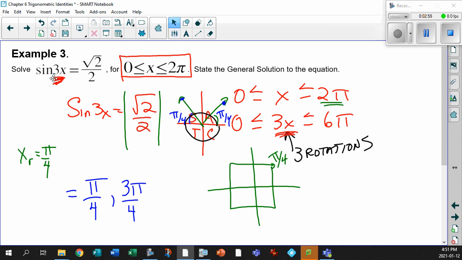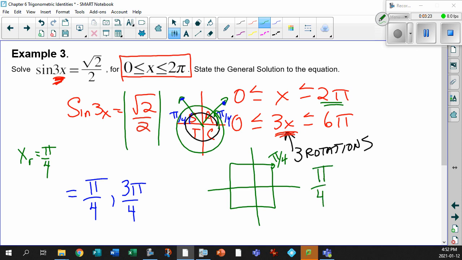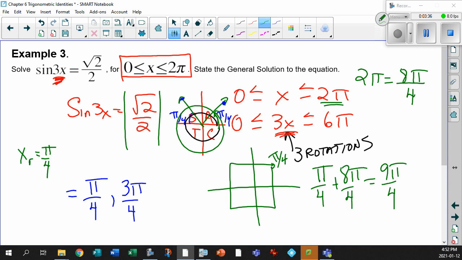Now I have to do another 2 rotations. I have to rotate this guy 1 more time. Well, think about this for a second. If I'm rotating 1 more time, aren't I just adding 2 pi to this? That's all I did. I'm finding a co-terminal angle. So take that pi over 4, add 2 pi to it. Well, let's make it a common denominator of 4, so that's 8 pi over 4. So if I add 8 pi over 4 to this, I'm at 9 pi over 4.